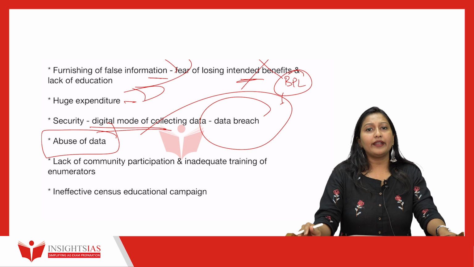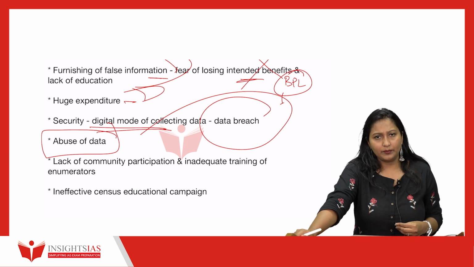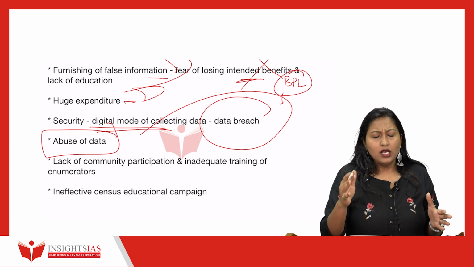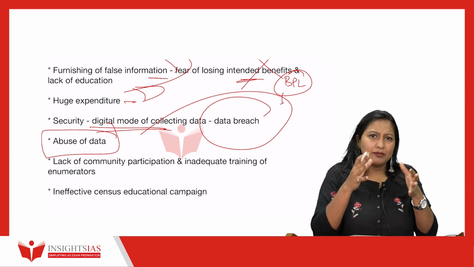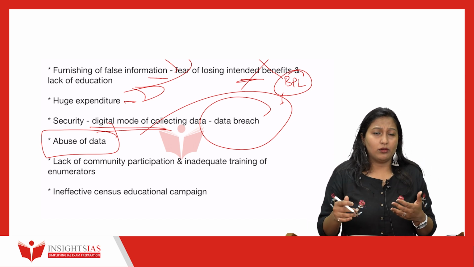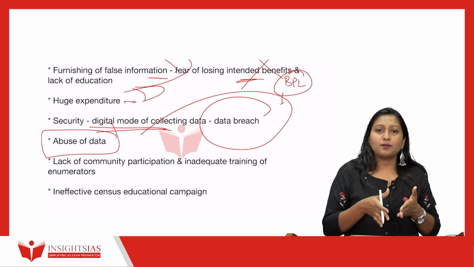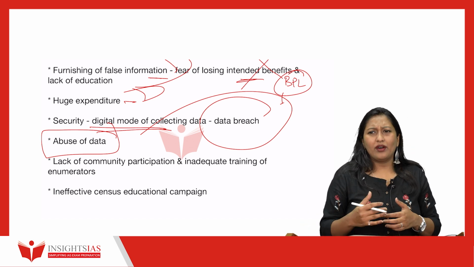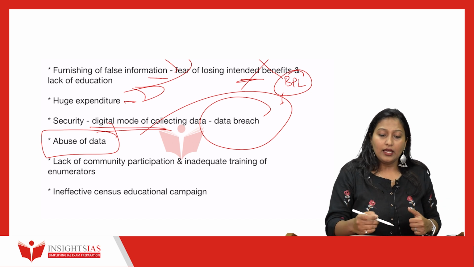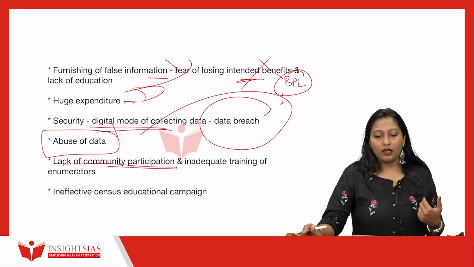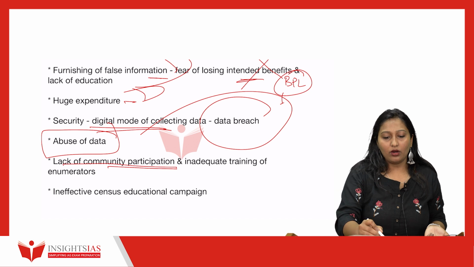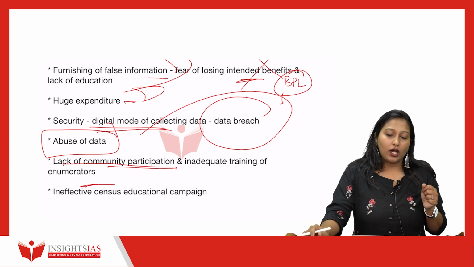Next is abuse of data, that is, by whosoever collects the data. This is not a big problem, but sometimes it may become a problem. Whosoever is the authoritative figure may abuse the data for their own benefit or for scams, etc. Next is lack of community participation and inadequate training of enumerators.